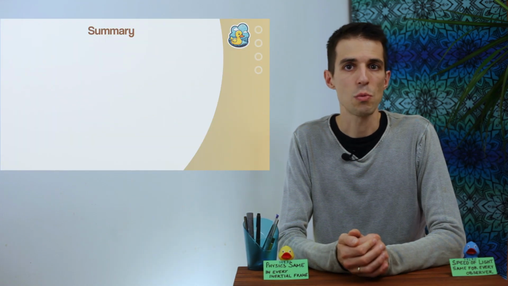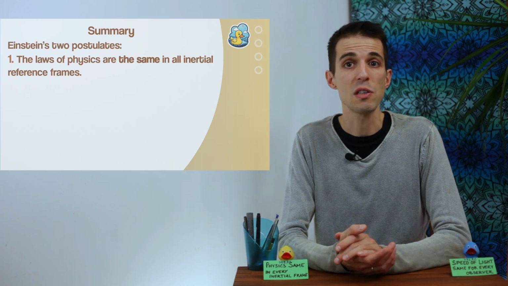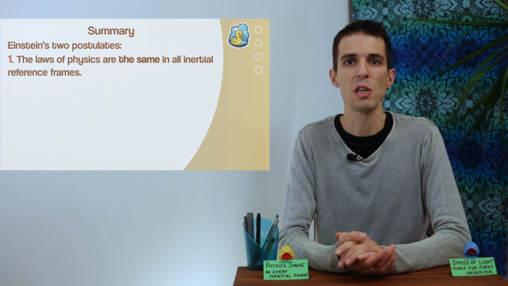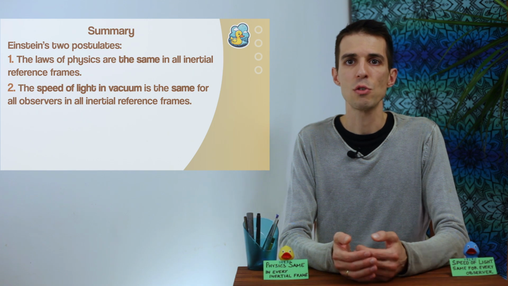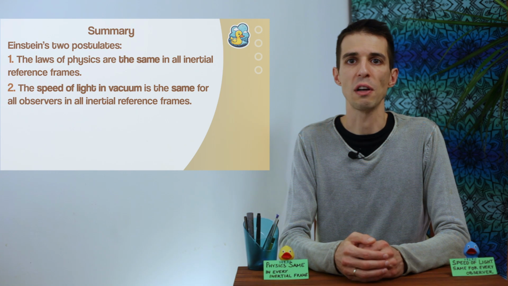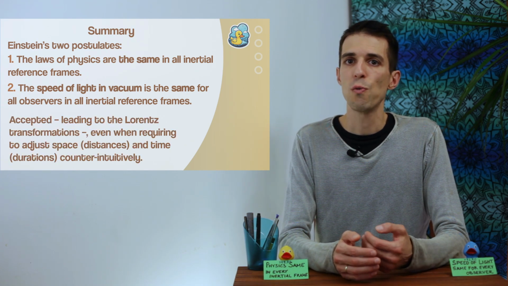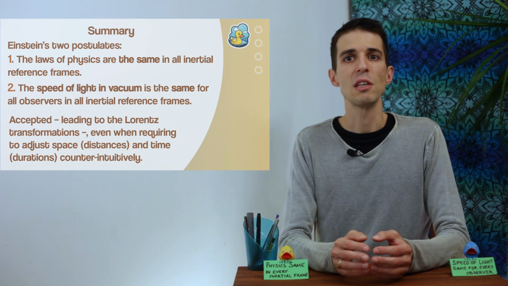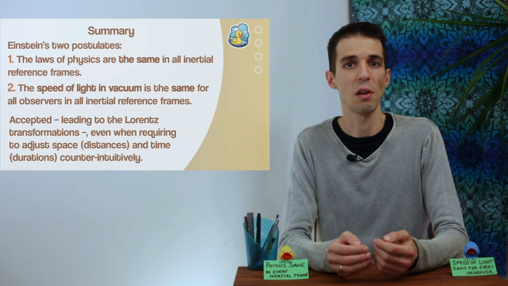Let's quickly summarize what we have learned. Einstein's first postulate says that the laws of physics are the same in all inertial frames, not just mechanics, but all laws of nature. His second postulate says that the speed of light is always the same, no matter how fast the observer or the source is moving. These postulates force us to rethink space and time and explain why we need the Lorentz velocity transformation instead of the Galilean one.